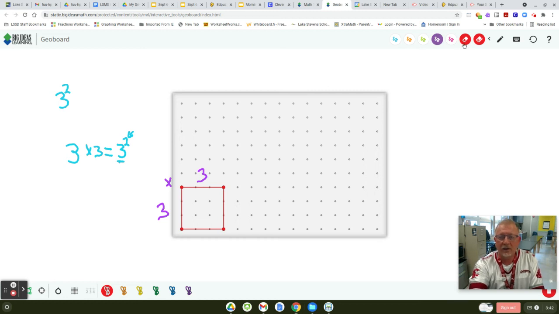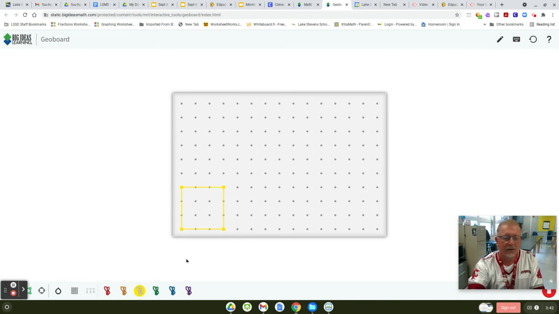Let's try another one. I'm going to grab another rubber band, yellow. Oops, I just turned it yellow. I think I need to get rid of my pen. I'm going to grab a rubber band. I'll grab a green one.